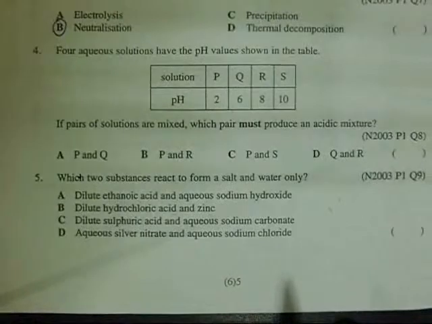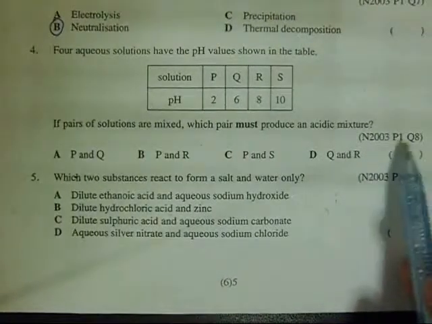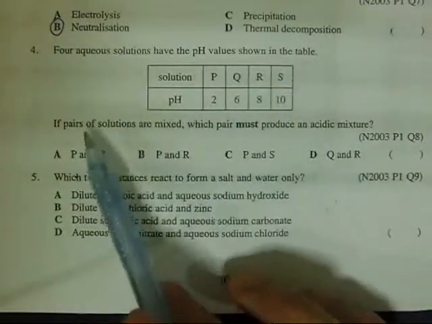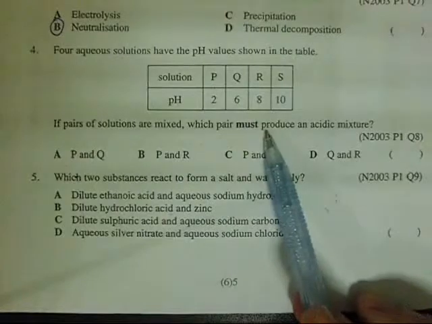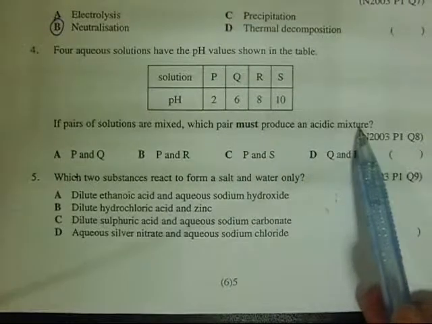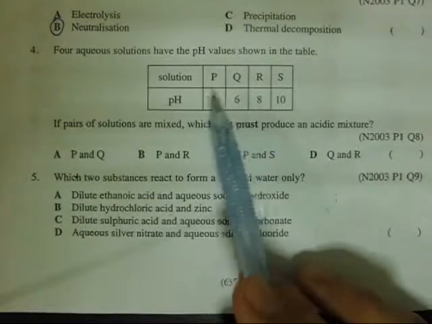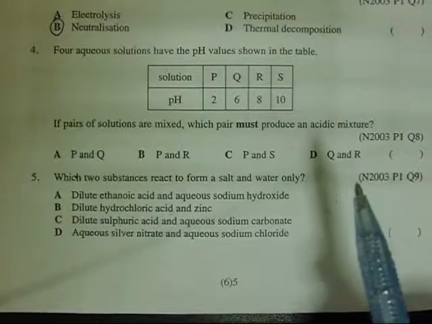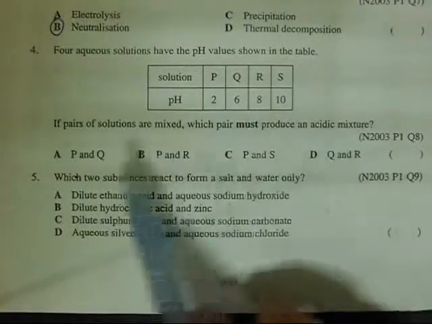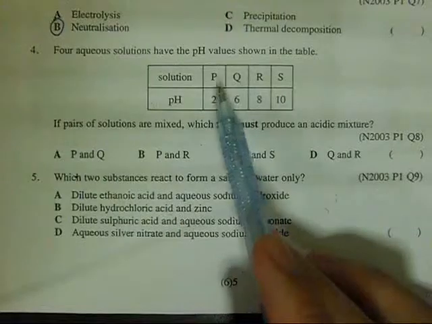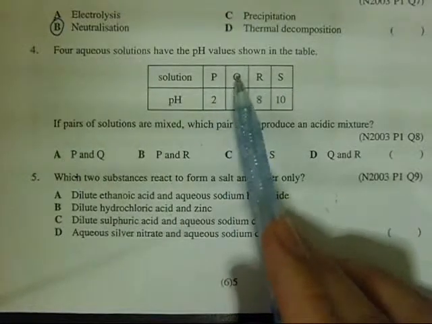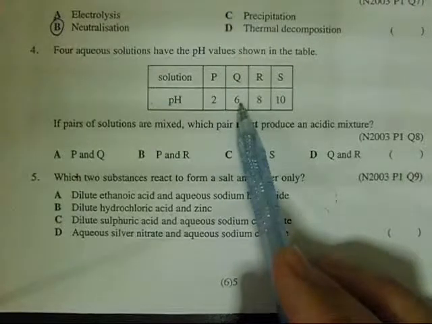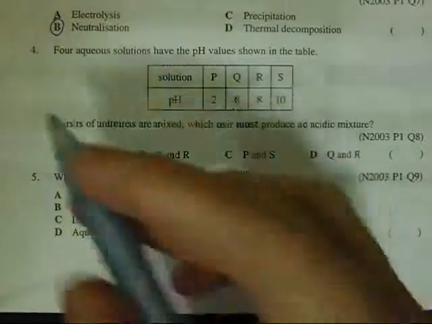Number 4, this is year 2003, paper 1, question 8. 4 aqueous solutions have the pH values shown in the table. If pairs of solutions are mixed, which pair must produce an acidic mixture? So you mix any 2 of these solutions, and which mixture must be acidic? So you look at P and Q. P is acidic, pH is 2. Q is also acidic. So acidic solution mixed with acidic solution, of course you will get acidic mixture. Okay, so the answer is A.